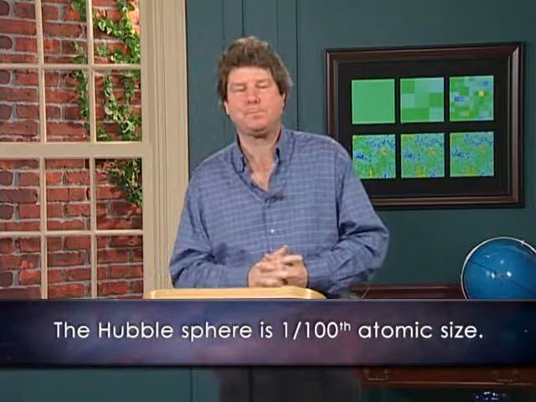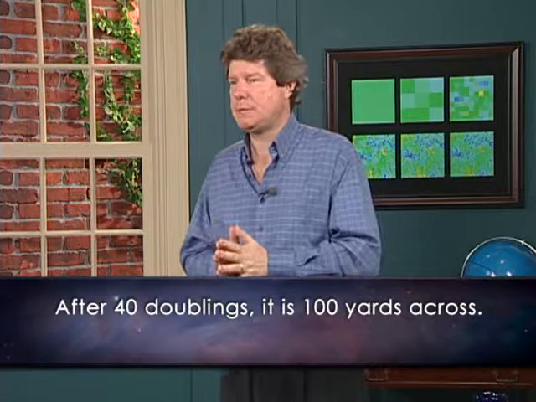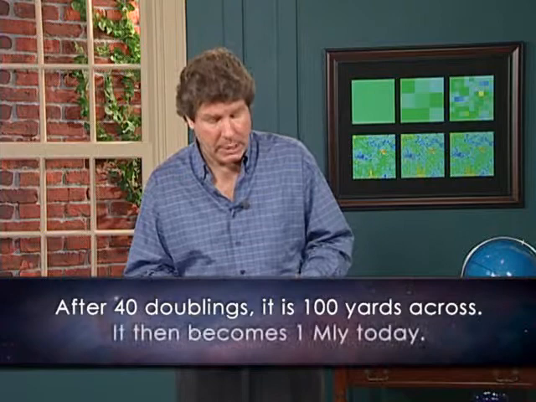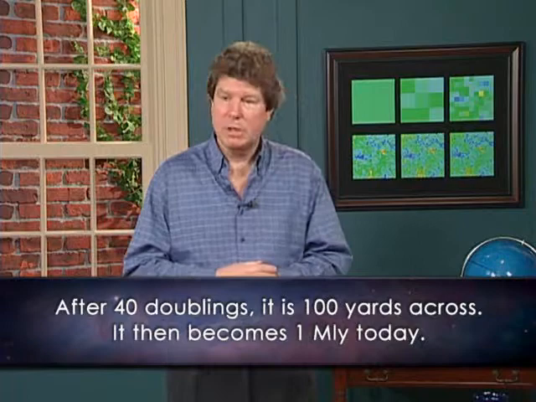Now let's imagine inflation lasting 40 doubling times. So that tiny region grows by about 2 to the power 40, which makes it about 100 yards across at the end of inflation. Now at that point, normal expansion takes over and makes this region about 1 million light years across today.